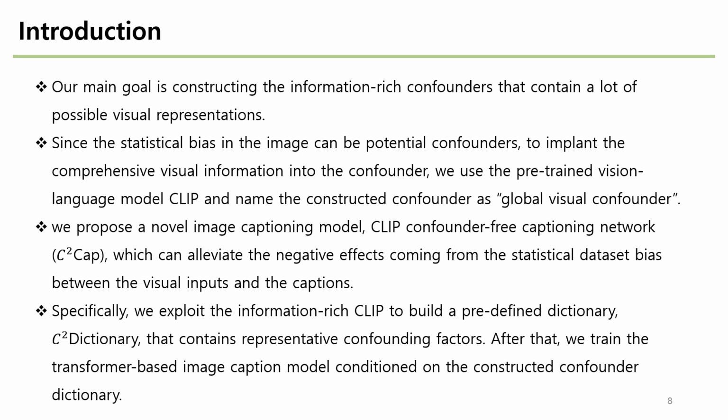We propose a novel image captioning model, Clip Confounder-free Captioning Network, C2CAP, which can alleviate the negative effects coming from the statistical dataset bias between the visual inputs and the captions. Specifically, we exploit the information-rich clip to build a predefined dictionary, C2 dictionary, that contains representative confounding factors. After that, we train the transformer-based image caption model conditioned on the constructed confounder dictionary.